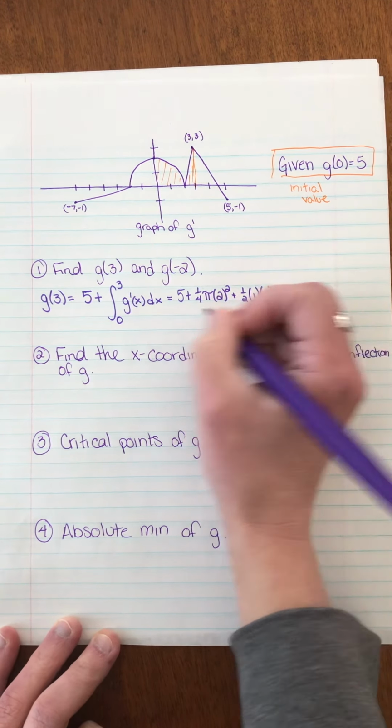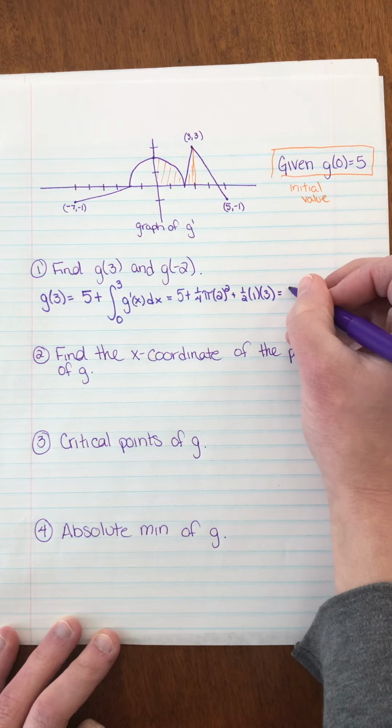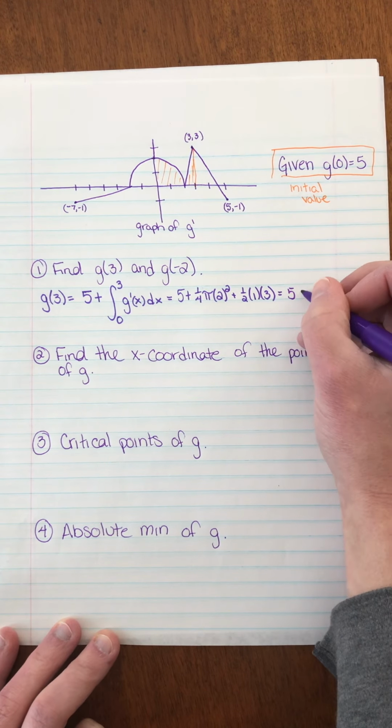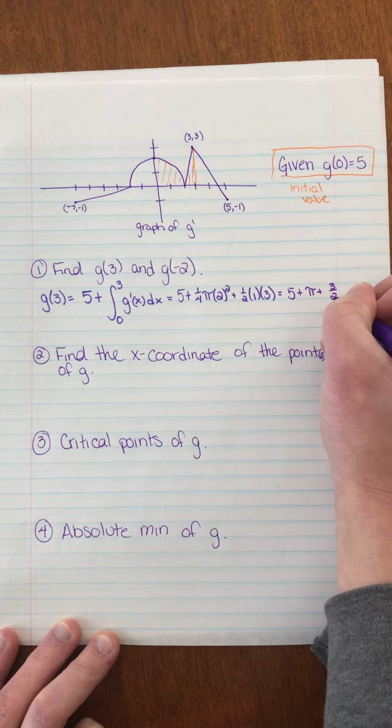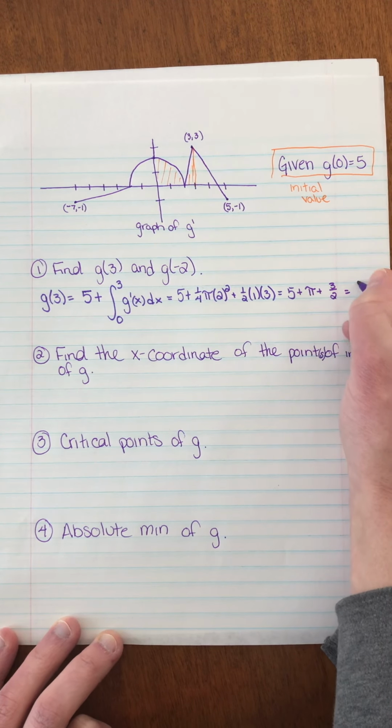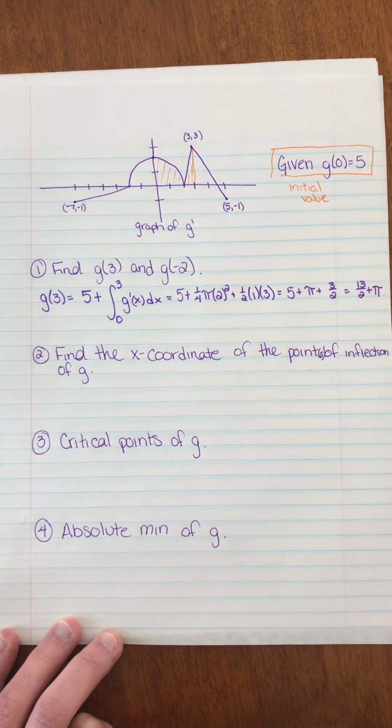All right, but if you did further calculation, you got 5 plus pi plus 3 over 2. So you get 13 over 2 plus pi. That's what g of 3 is equal to.